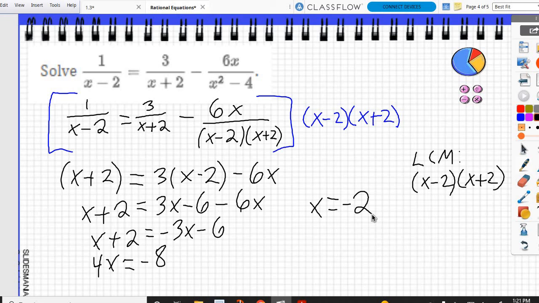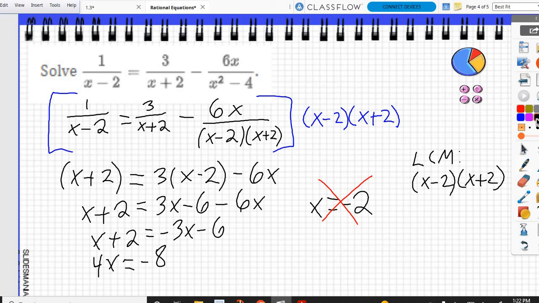But what did we say our last step is going to be? Check your solution. So this time, does negative 2 make any of my denominators 0? Yes. Does it? Which one? The 3 over x plus 2. Any others? Right? Because if I square negative 2, I get a 4. 4 minus 4 is also 0. So my last two, we cannot have negative 2 in the denominator. So does it work?